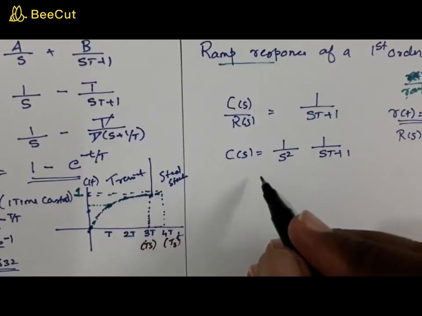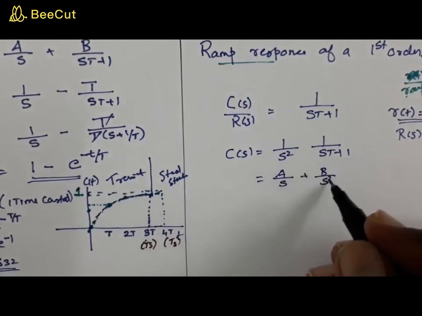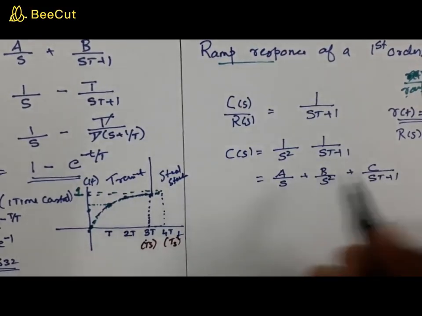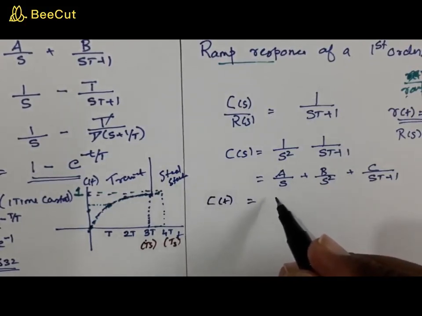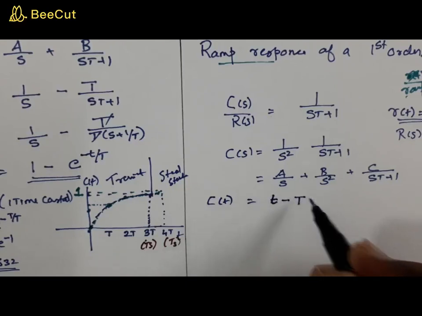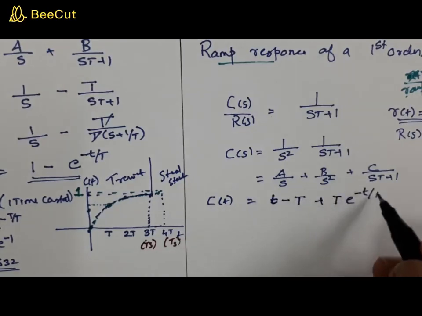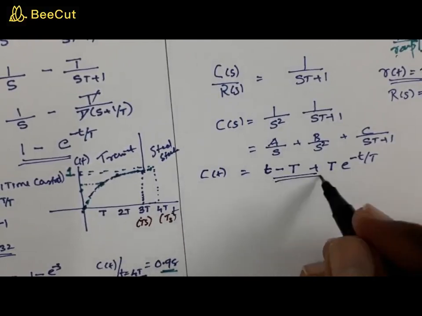Now you may evaluate this using partial fractions: A by s plus B by s square plus C by sT plus 1. The working is given for you, you may just do it. You will get c of t as t minus T plus T into e raised to minus t by T. This is your c of t.